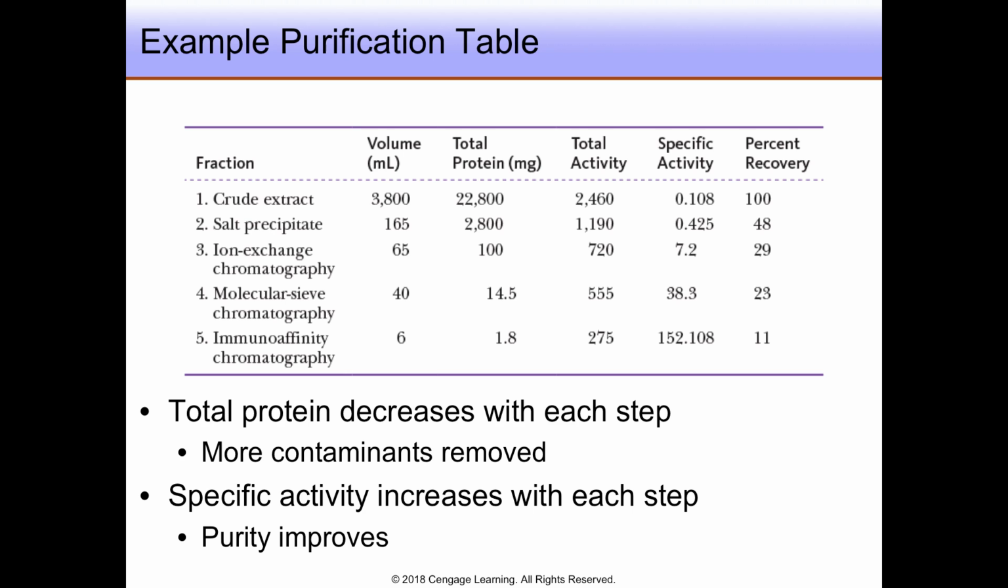Notice that with each step, the total amount of protein in milligrams decreases as more of the contaminating proteins are removed. Notice how the purity is increasing with each step. As we gain a higher degree of sample purity, you can see that the price we pay is in the amount we can actually recover from our starting sample.